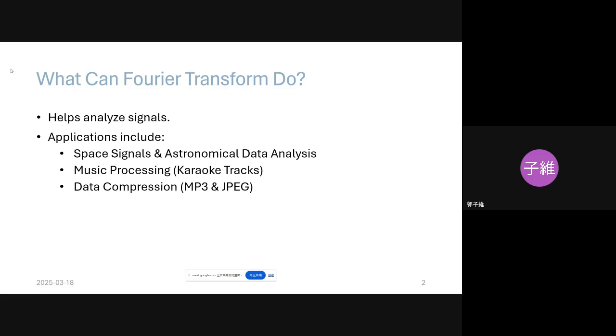Second, music processing. If we want to make a karaoke track without the singer's voice, we can use the Fourier transform. If we analyze a song using the Fourier transform, we can decompose it into a collection of different frequencies. So we can create the track by filtering out the singer's voice and keep only the instrumental music. And this is how karaoke tracks are created.